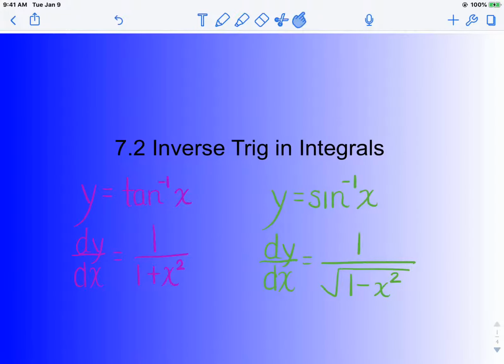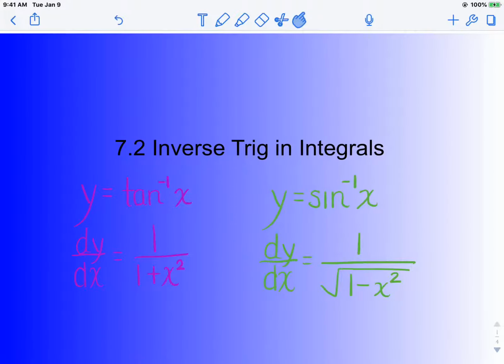This is a video to go with the 7-2 lesson. These are things that we did talk about in class, but sometimes students need to hear again or see again in order to make some sense out of the algebraic manipulation for the integrals that we're working with. So we're going to be working on inverse trig showing up in the integrands that you're working with.